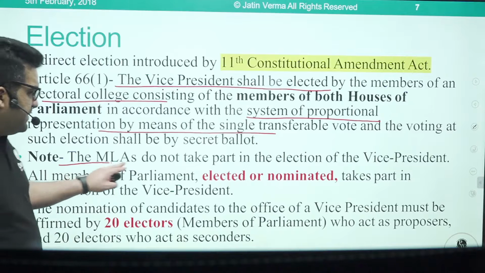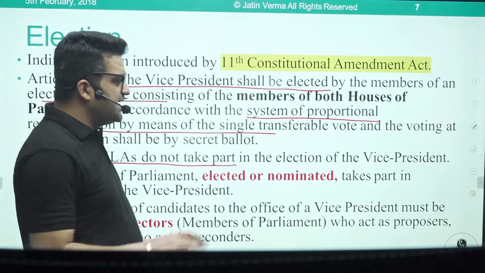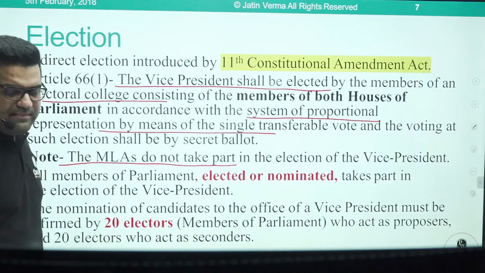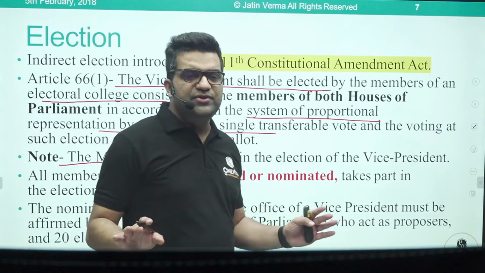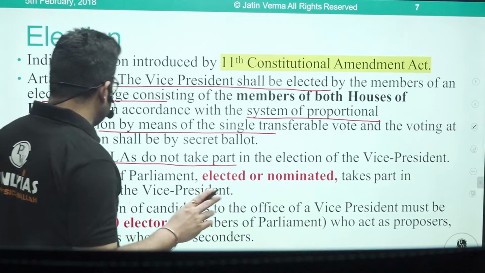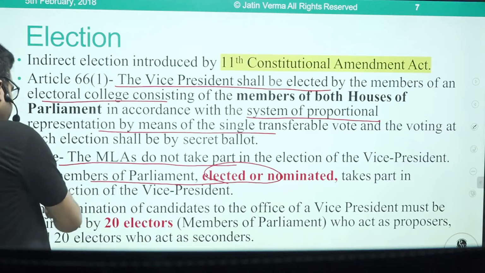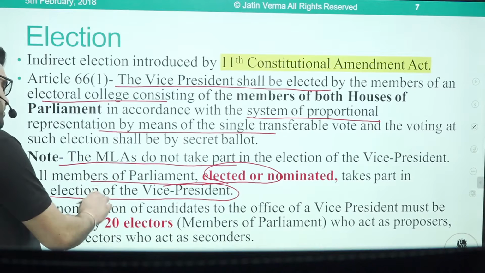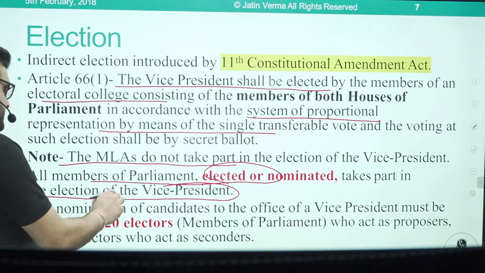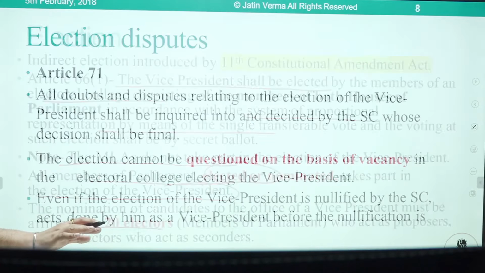So the MLAs do not take part in the election of the vice president, unlike in the President of India's case. Do the members of the Legislative Assembly of Delhi and Puducherry take part in this? No, they do not. These are the takeaways you should remember. All the members of the parliament, elected or nominated, take part in the election of the vice president. The nomination of candidates to the office of vice president must be affirmed by 20 electors who act as proposers and 20 seconders. This is what I have told you already.